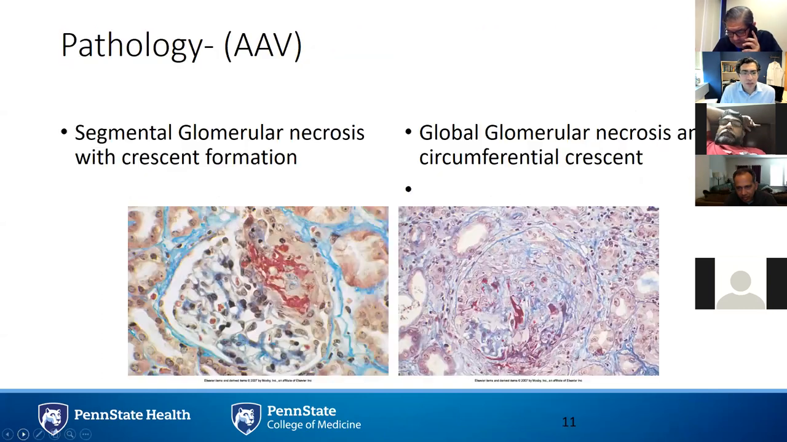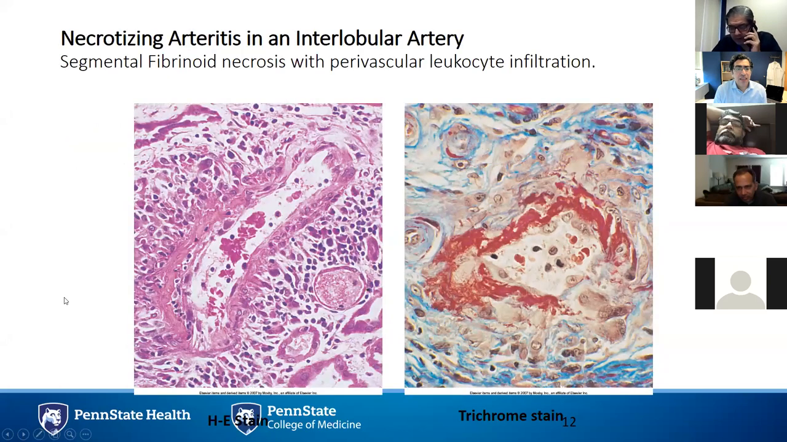So pathology-wise, I think we have made this point very clear that there is segmental glomerulonecrosis with crescent formation, and you can see on the right-hand side there is global necrosis with the circumferential crescent. And the other thing is the segmental fibrinoid necrosis with perivascular leukocyte infiltration, which, just as we learned the pathophysiology, makes absolute sense. We discussed that point before.